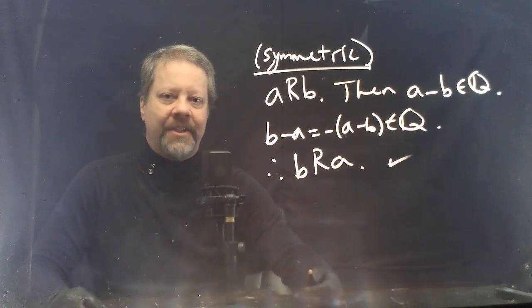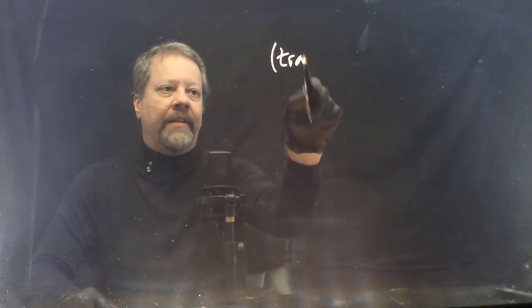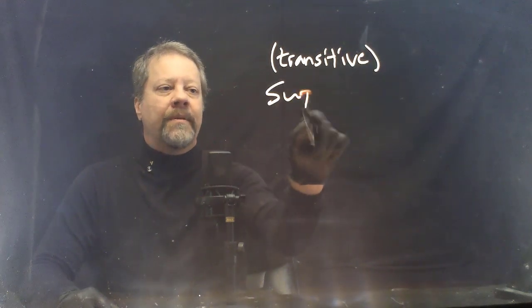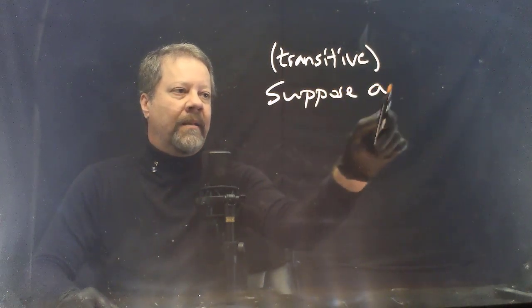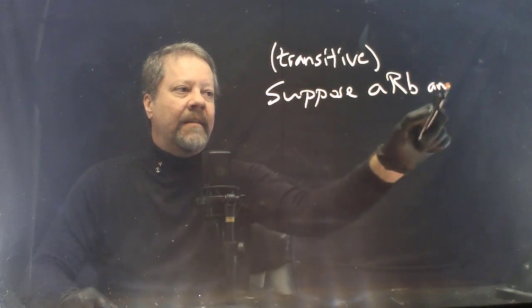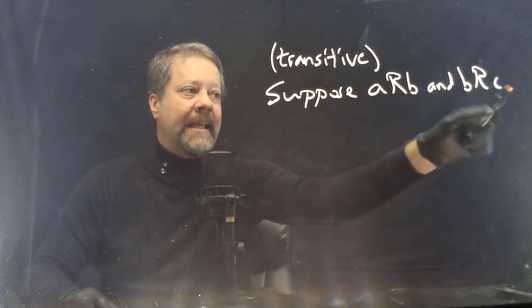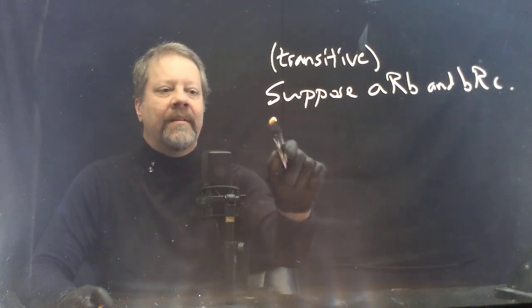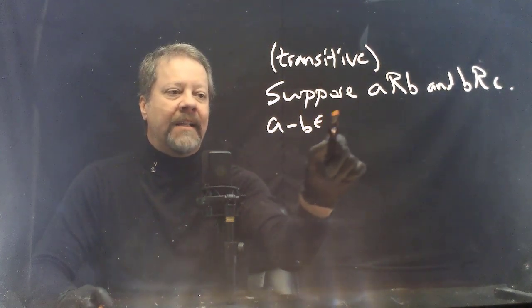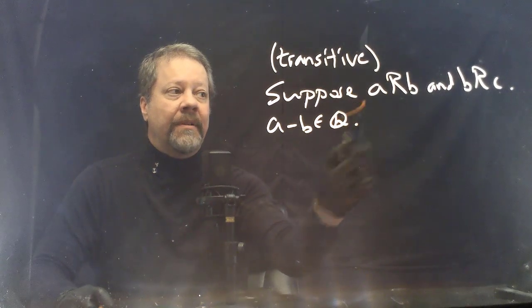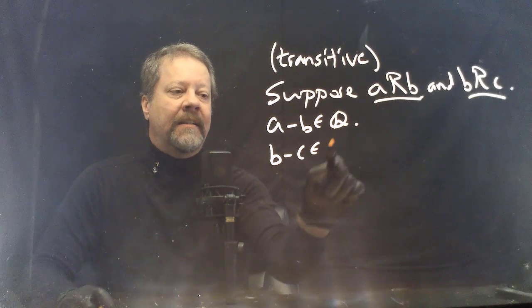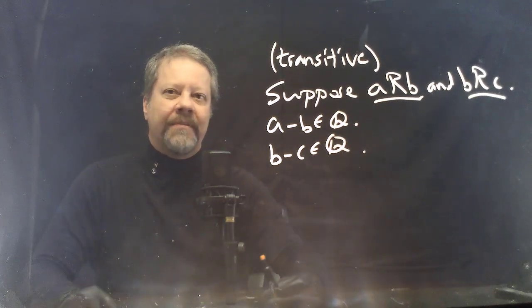We only have left to check the transitive property. So to check transitivity, we'll suppose A is related to B and B is related to C. Does that imply that A is related to C? Well, we have A minus B as an element of the set of rational numbers from here. From here we know that B minus C is an element of the set of rational numbers.